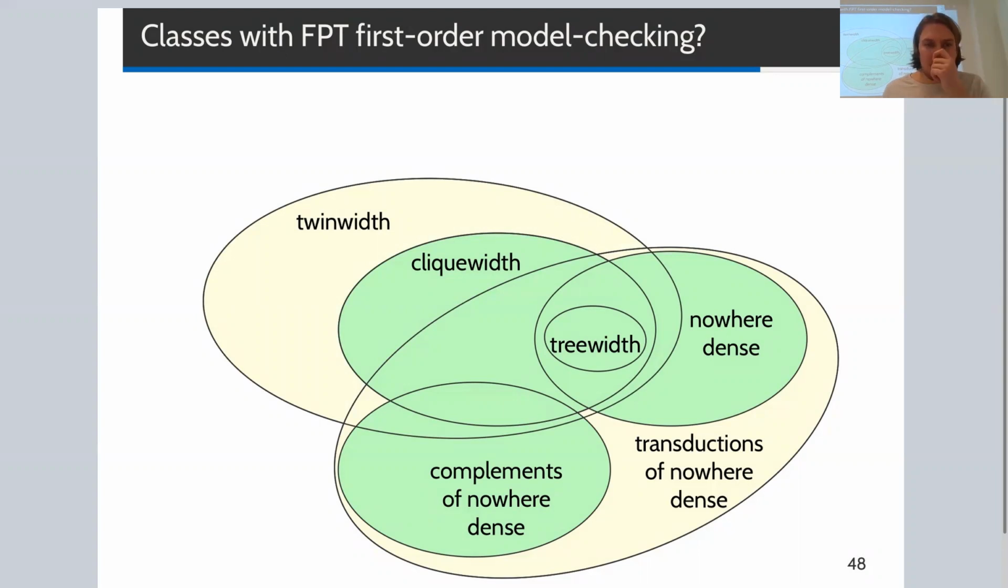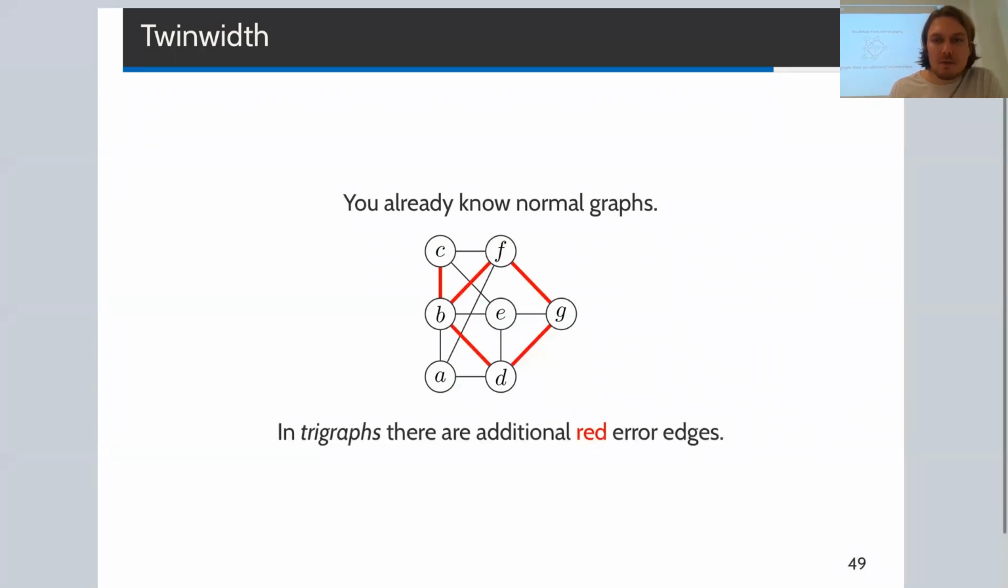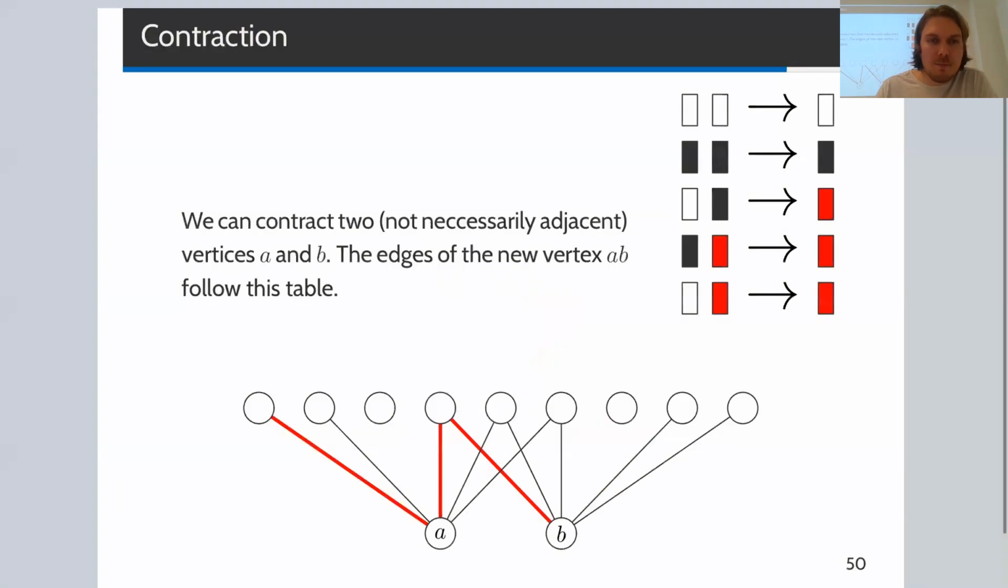So let's maybe talk about what twin width is. You know how normal graphs work. You have just edges and non-edges. But twin width uses the notion of trigraphs. So in a trigraph, there's normal edges, which are drawn black. There's non-edges, and there's additional red error edges. And here we have these 5 red error edges. And twin width uses these error edges in contraction sequences to keep track of the errors that will happen.